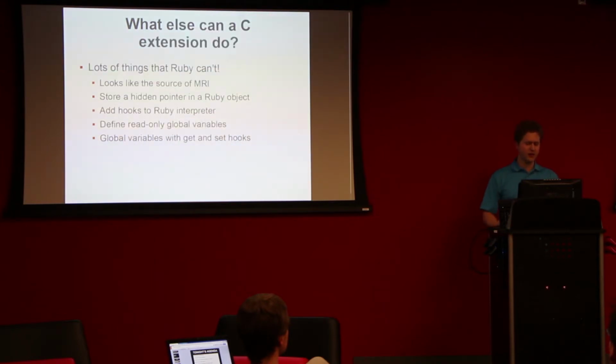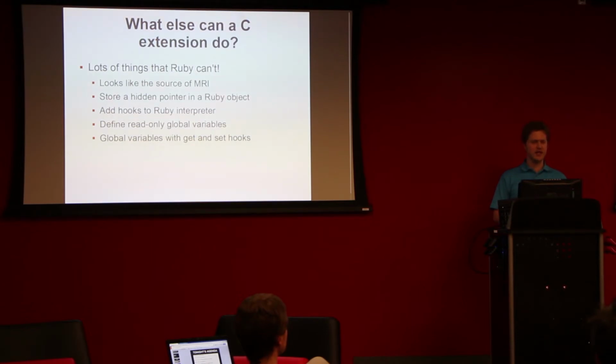But of course, they can also do a lot of things that Ruby code can't. One of the things about your C extension is that it basically looks like the source code of the MRI Ruby interpreter. So I think you can call pretty much any function inside the interpreter. And that allows you to do lots of interesting things. For example, you can store a hidden pointer inside a Ruby object. That's how you can associate a Ruby object with some C data structure, and that's useful, and I'll go into more depth later. You can add hooks to the Ruby interpreter, and that could be useful if you want to write a profiling application like RubyProf.